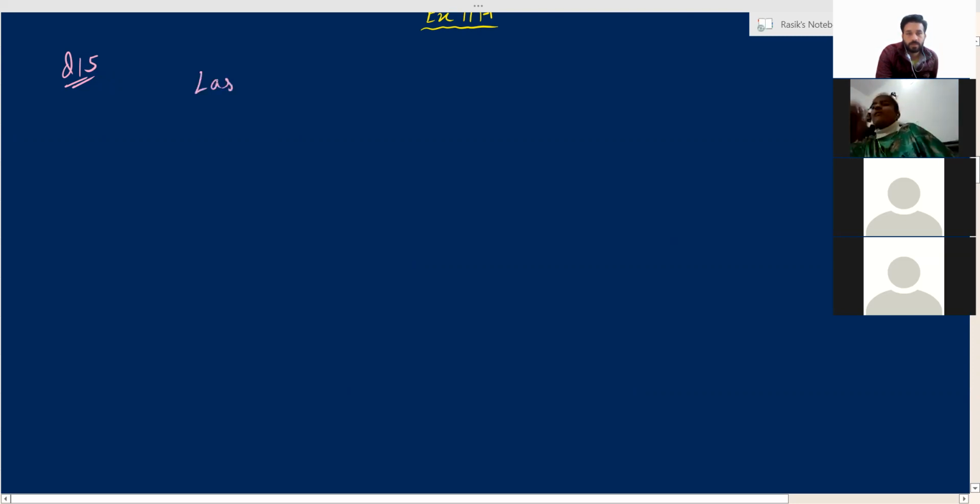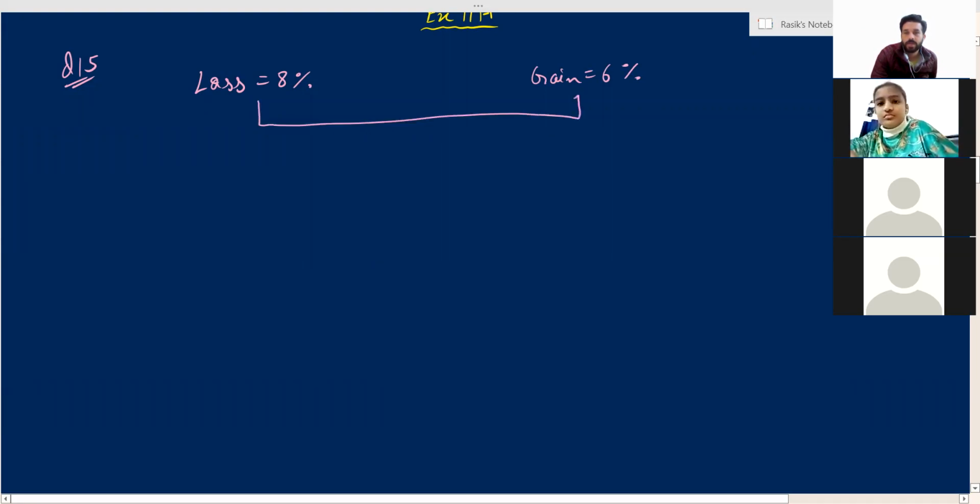So in the starting, there was a loss of 8%. But if he had sold it for rupees 3,360 more, jitne ka sell kiya usse 3,360 extra ka sell karta, he would have gained 6%. Then the gain would have been 6%. So originally he sold it at a loss of 8%, but he wanted to sell it at a gain of 6%. So what is the difference from here to here in percentage? So 2. Not 2, 14%.